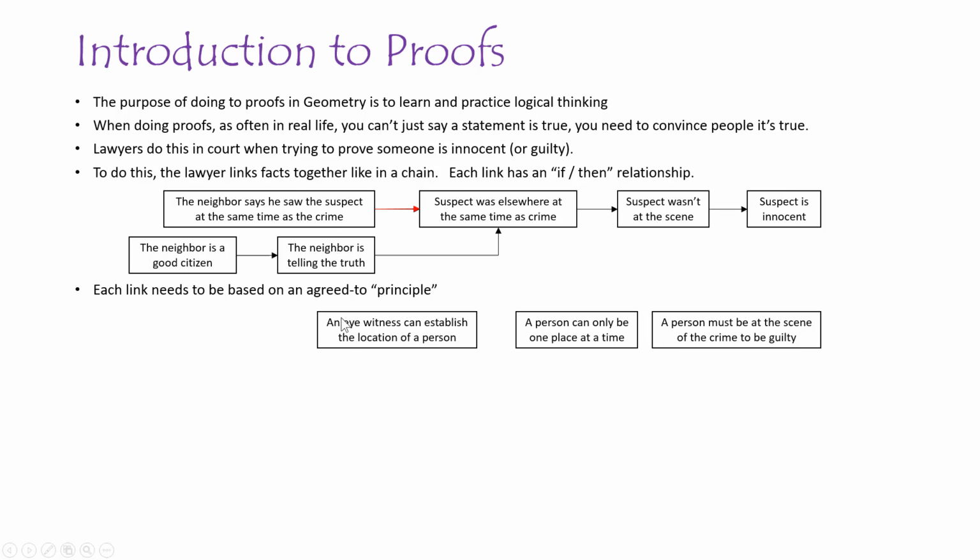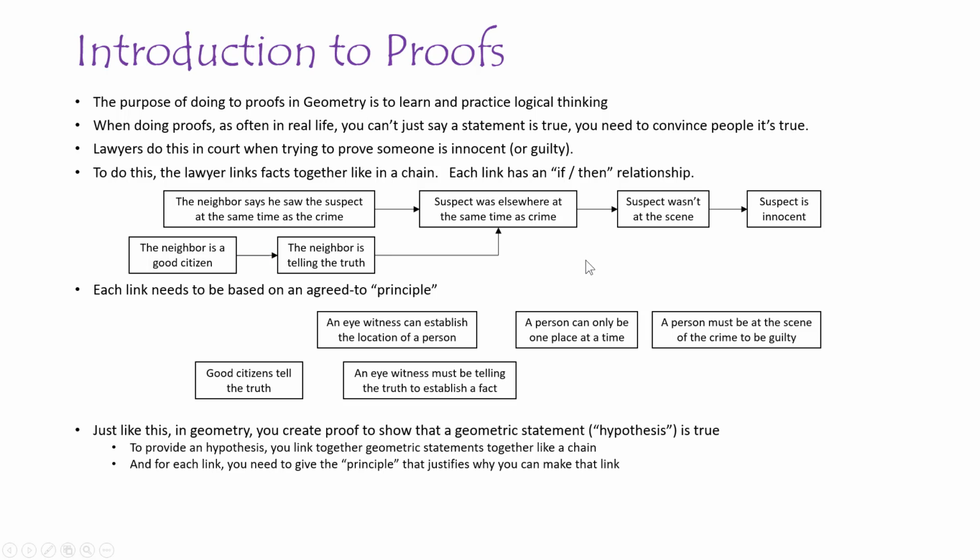And another general rule is that if an eyewitness can establish the location of a person, the eyewitness needs to be telling the truth to actually accept that as a fact, and that a good citizen tells the truth. So all these are the assumptions that you make, the underlying principles that allow you to draw these conclusions. And you do the very same thing in geometry.